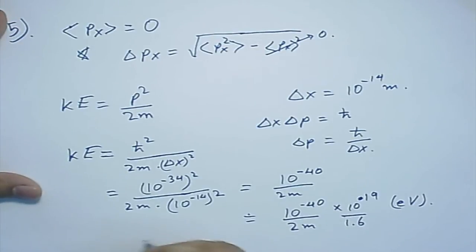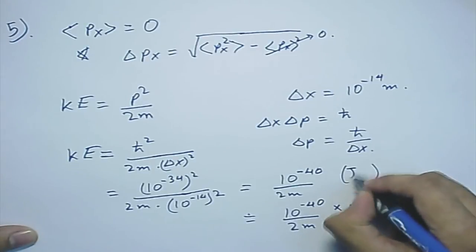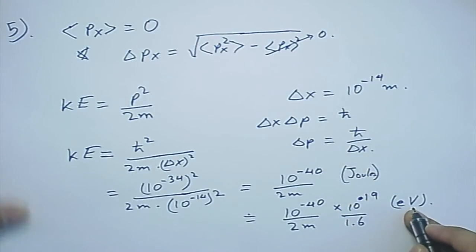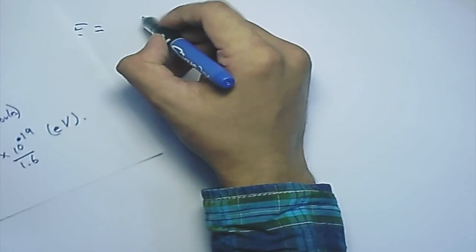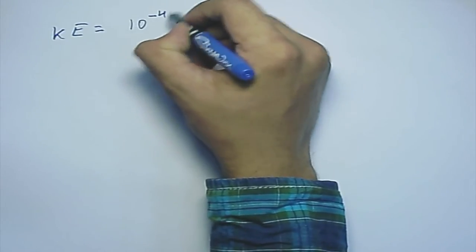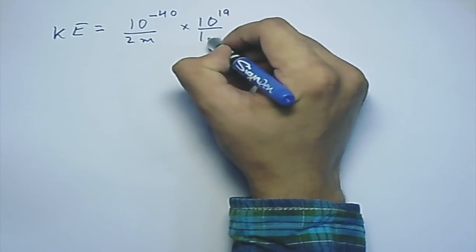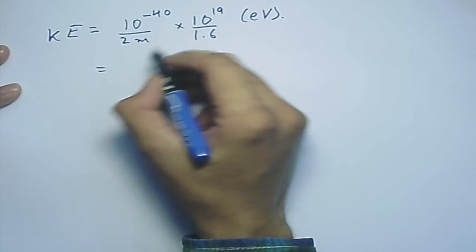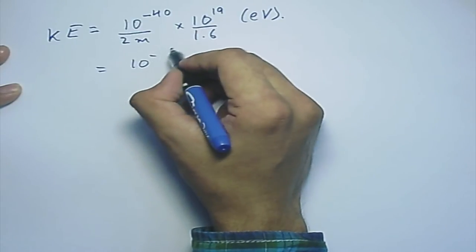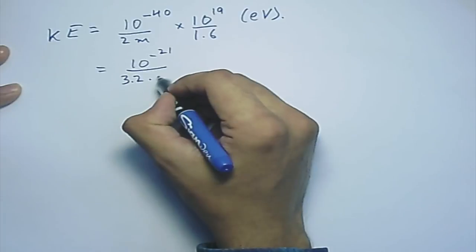The kinetic energy is given by this. I've converted it: till here, the kinetic energies were in joules, and here it's in electron volts. I'll just copy the relation in another sheet and explain. Kinetic energy is equal to 10 to the minus 40 over 2 times the mass, multiplied by 10 raised to 19 over 1.6 electron volts. Simplifying this a little bit gives 10 to the minus 21 over, we can ignore this, 3.2 times the mass.